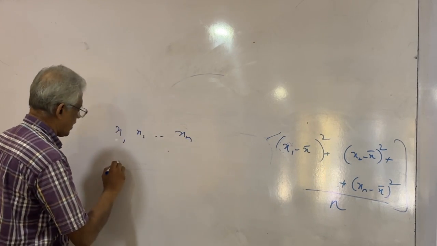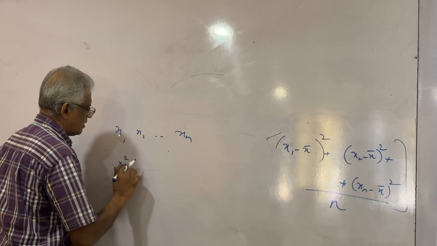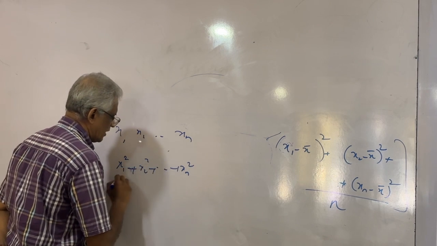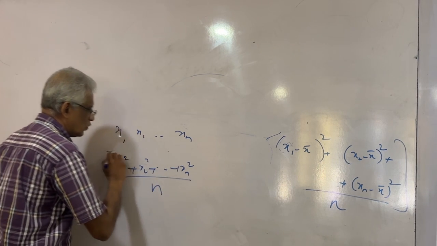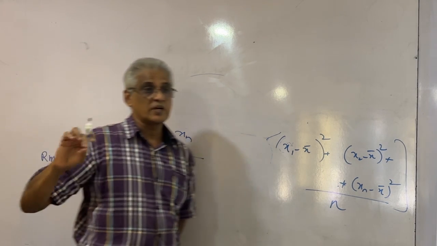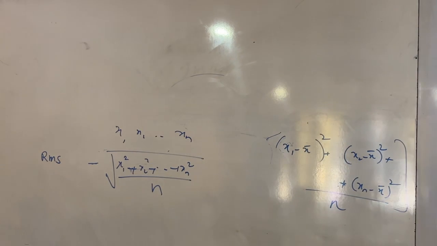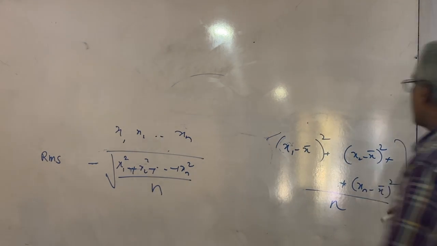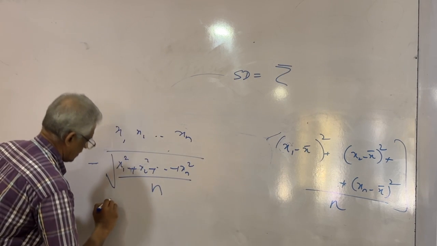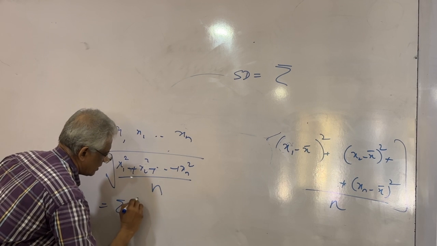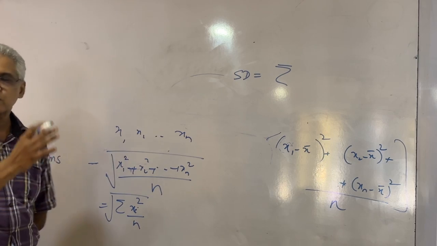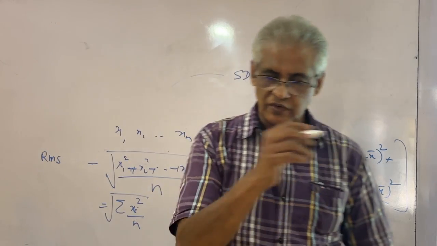So if you consider squares, you will have x1 square, x2 square up to xn square. If you take the mean, you have to add them up and divide by n, and take the square root. This is what you call the root mean square of a list of numbers. So for the standard deviation, this one is summation xi square divided by n and then square root. That's the root mean square of a list of numbers.